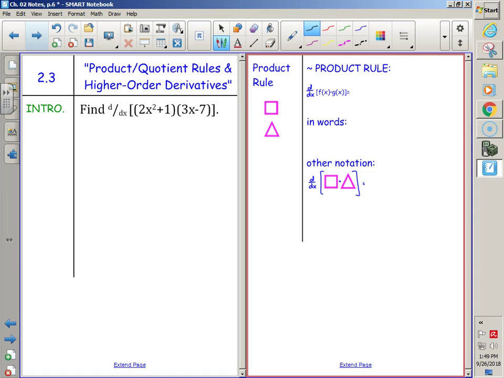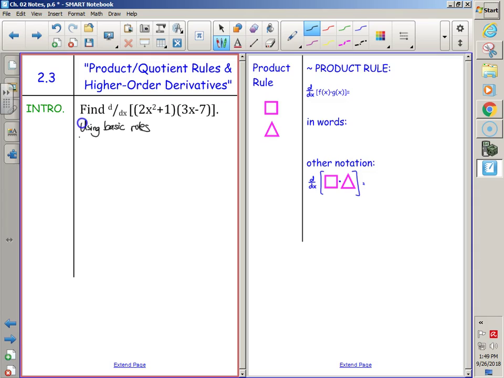But first of all, before we even talk about the product rule, how could we have done this derivative using the basic rules only? This could have totally been a homework problem in section 2.2a. How could you have used the basic rules? Yeah, you would have had to FOIL first. You would have had to rewrite and done d dx of 6x cubed minus 14x squared plus 3x minus 7. We could have totally done this with basic rules. We just would have had to rewrite first, and then we could have gotten our derivative to be 18x squared minus 28x.